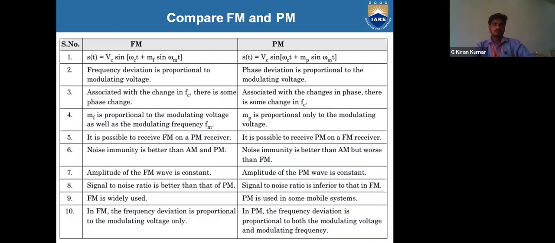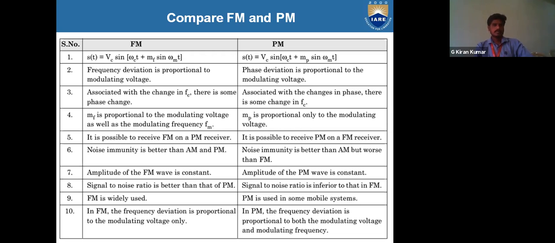As we have already known, in this case both equations are the same, with only one difference: here we have KF, the frequency sensitivity factor, and there we have KP, the phase sensitivity factor. The remaining equations are the same. In FM, the frequency deviation delta F is proportional to m(t) always. In PM, the phase deviation is proportional to the modulating voltage m(t).